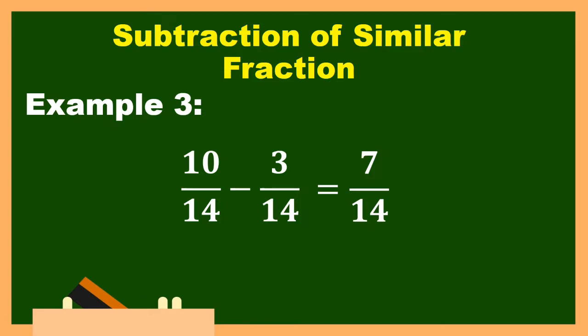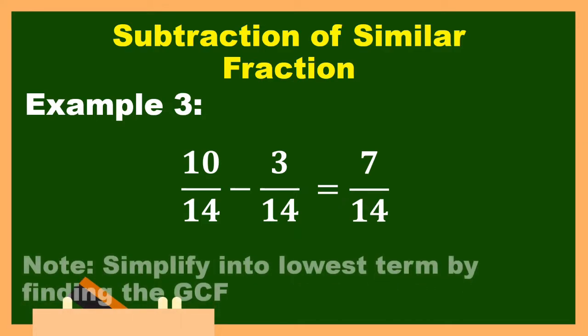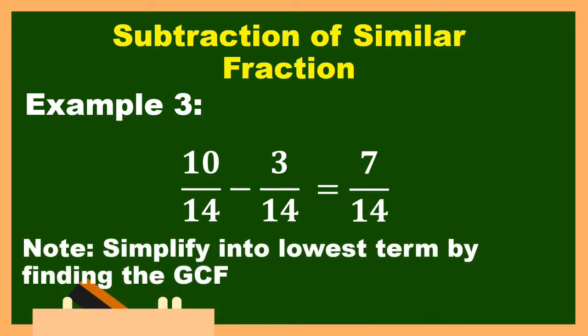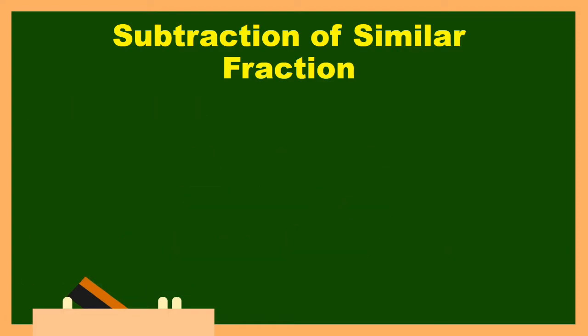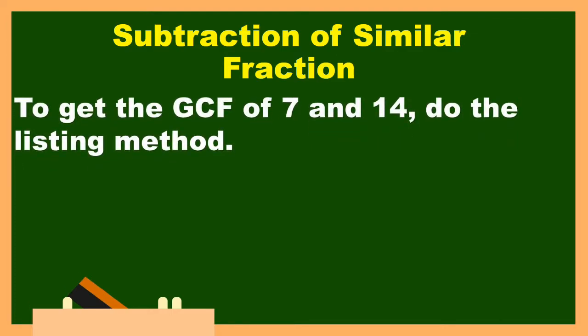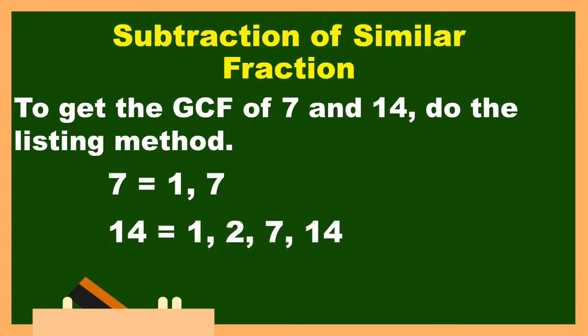But hindi pa po ito ang final answer since ang 7 over 14 ay reducible pa into lowest term. So, we need to simplify it into lowest term by finding the GCF or the greatest common factor. Para makuha ang GCF ng 7 at 14, gagawin natin ang listing method. So, ang 7 ay merong factors na 1 at 7. At ang 14 naman, ang factors niya ay 1, 2, 7 at 14. Hanapin natin ang kanilang common factors.